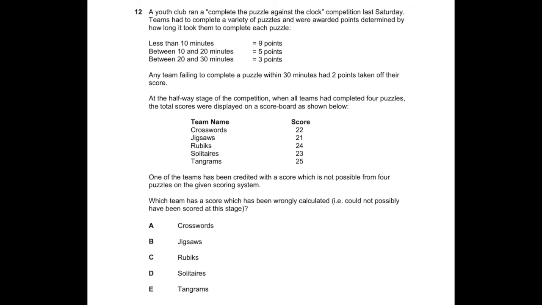Crosswords: 5 plus 5 plus 3 plus 9 equals 22. Jigsaws: 9 plus 9 plus 5 minus 2 equals 21. Rubik's: 5 plus 5 plus 5 plus 9 equals 24. Tangrams: 9 plus 9 plus 9 minus 2 equals 25. However, there is no way of producing 23 from the sum of 4 of the numbers available on the scoring system, and therefore Solitaires were credited with a score not possible from 4 puzzles given the scoring system.